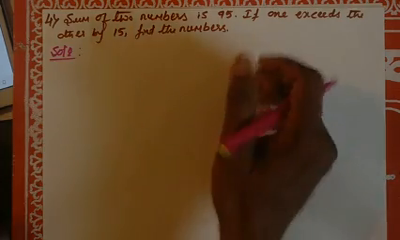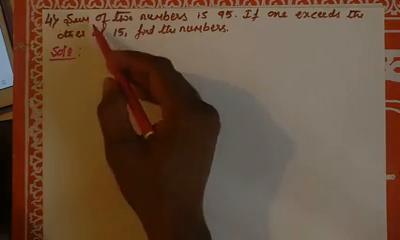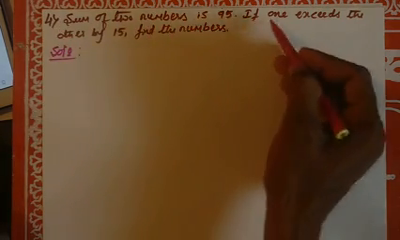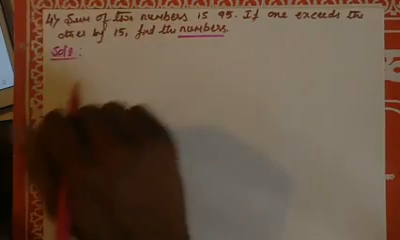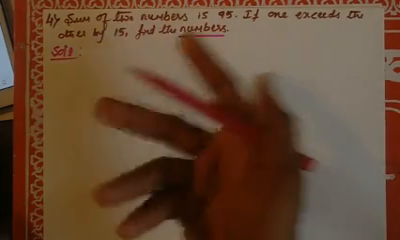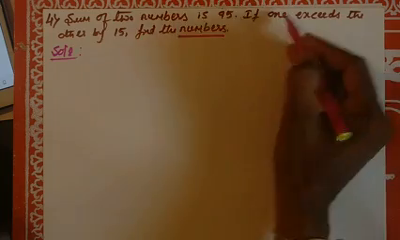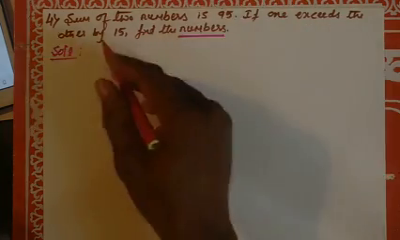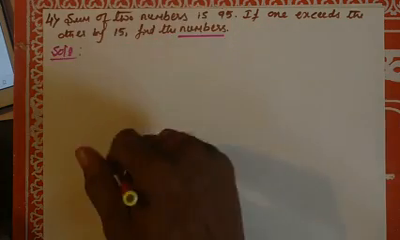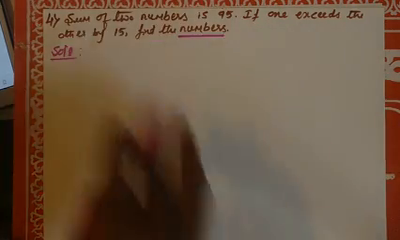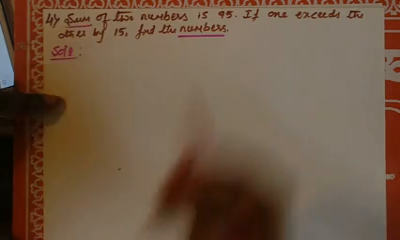Dear students, now let us discuss the fourth question. The sum of two numbers is 95. If one exceeds the other by 15, find the numbers. Very easy. Sum of two numbers. What is the first number? You can take x. The second number, see, one exceeds the other by 15, so x plus 15 you can take. Find the numbers after adding those, because here we have the sum of two numbers.